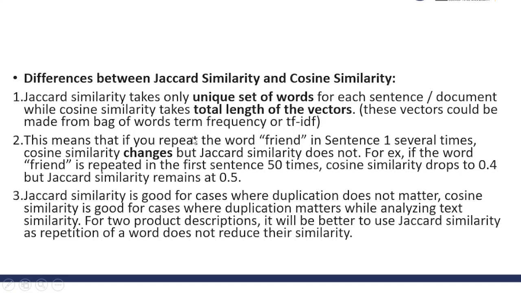Jaccard similarity will take only the unique set of words, whereas cosine similarity will take the total length of the vectors. If there is anything that's repeated, cosine similarity will get affected, but Jaccard similarity will only check for the presence of it. Even if it is appearing 50 times, it does not matter. So cosine similarity is basically checking how many times it appears also, but Jaccard similarity is not affected by the number of times that it appears. So Jaccard similarity, for the same reason, makes sense where duplication is not important, but where duplication becomes important, cosine similarity is all the more better.